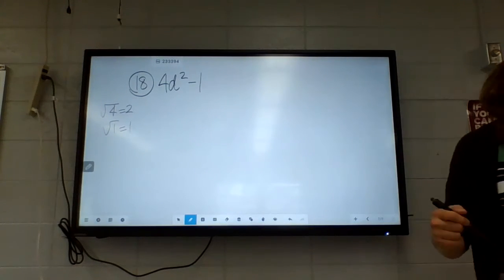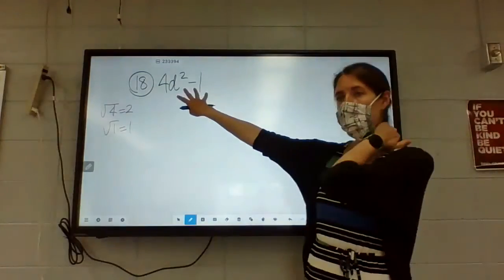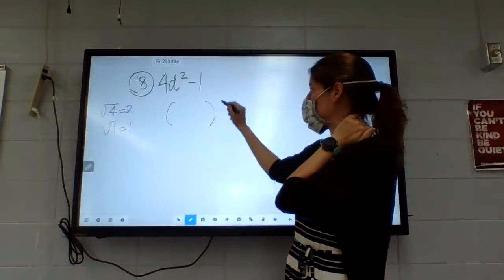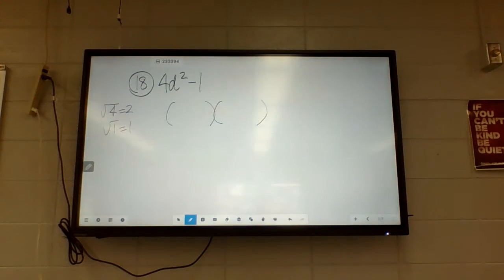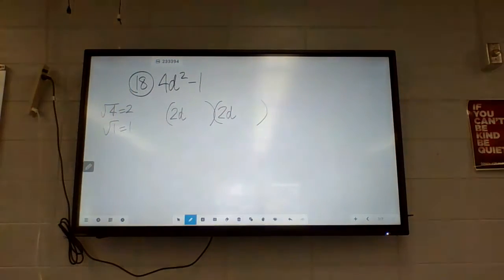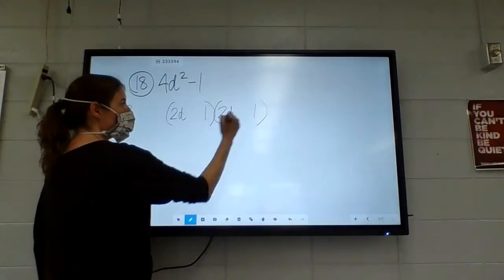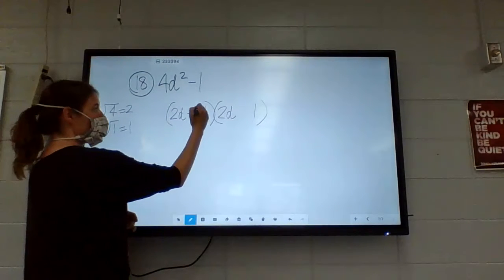Can you do this with us, please? This is one of ours that needs to be factored by difference of squares. So 4d to the second, what times what gives me 4d to the second? 2d. What times what gives me 1? 1 times 1. And then with difference of squares, in order to get that negative, we do a positive and a negative.